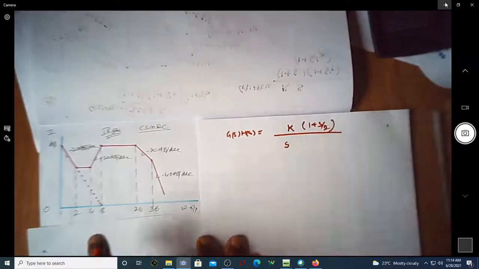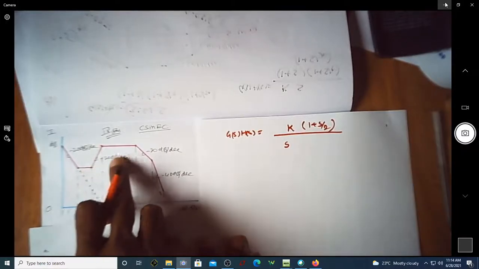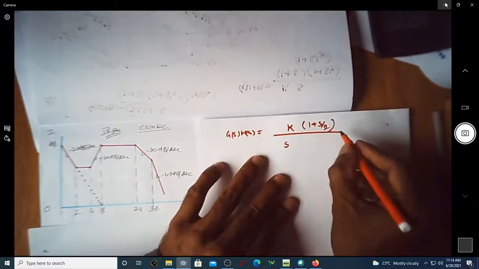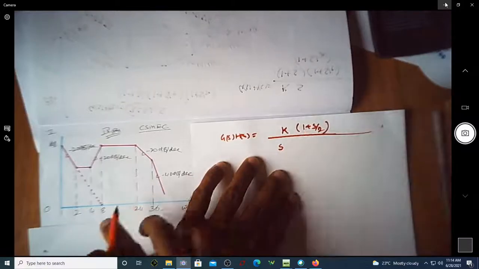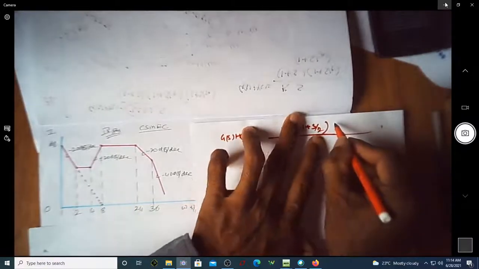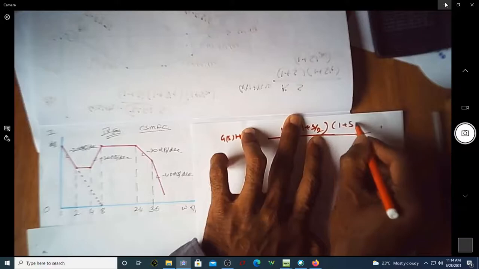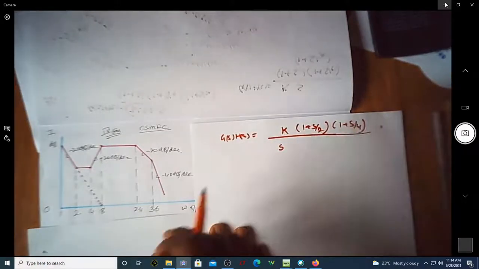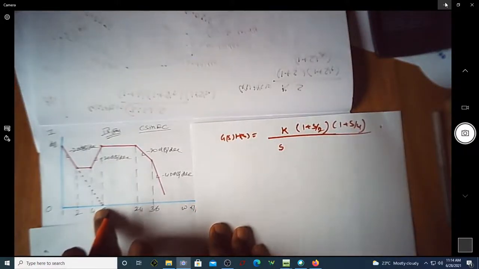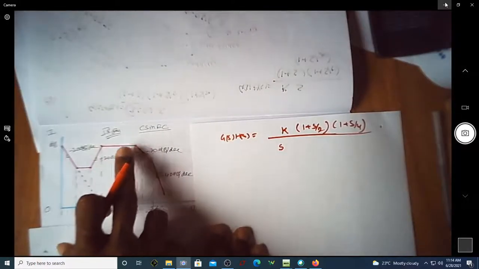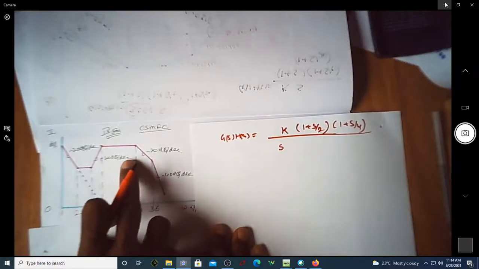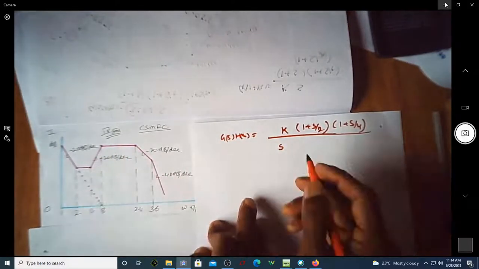This corresponds to this change in slope, and at 4 radian per second the slope further increases to plus 20 dB per decade from 0. So naturally there should be one more zero at 4 radian per second. I will write the corresponding term as 1 plus S by 4, and then at 8 radian per second I have a reduction in the slope from plus 20 dB per decade to 0 dB per decade. So naturally there should be a pole at 8.